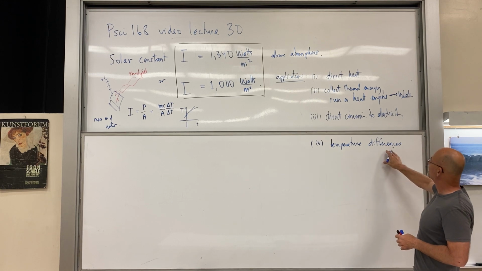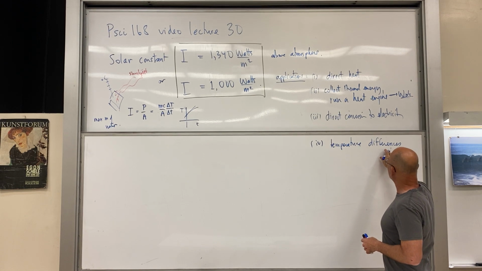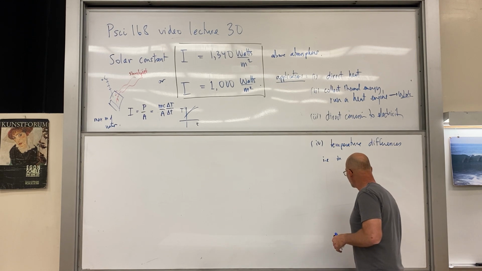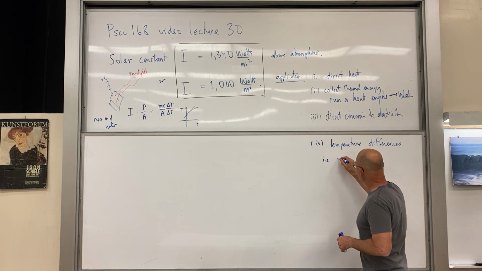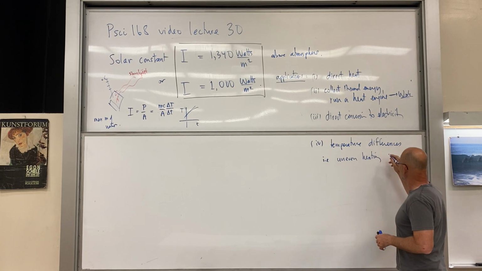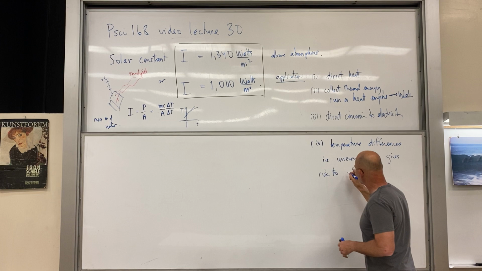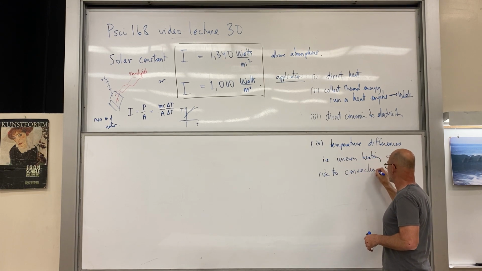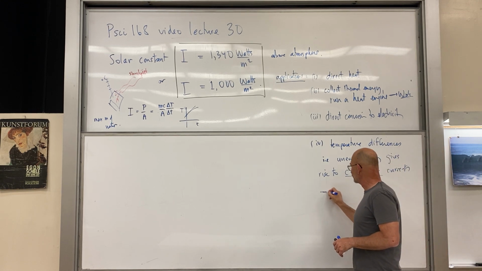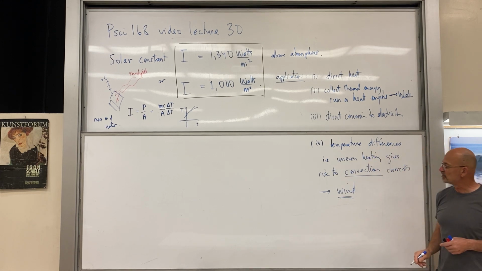So wind is a direct consequence of this uneven heating. Temperature differences, i.e. uneven heating, give rise to convection, right? We know that word. Convection currents. And what is that? That's wind. So we can talk about how to harvest wind energy as well.